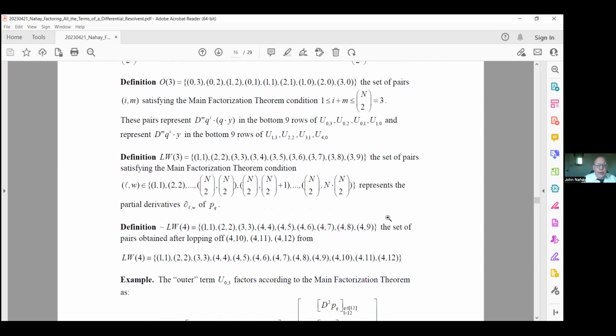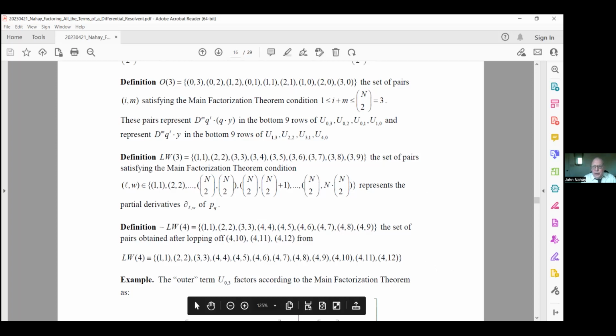So LW3(3), which is (1,1), (2,2) up to (3,3), and then (3,4) up to (3,9). This is the set of pairs satisfying the main factorization theorem, where L goes up to n choose 2, comma n choose 2, and the weight goes up to n times n choose 2. So this represents the partial, again, the partial derivatives.